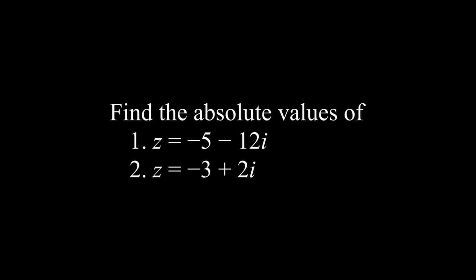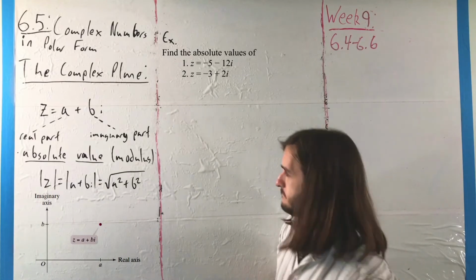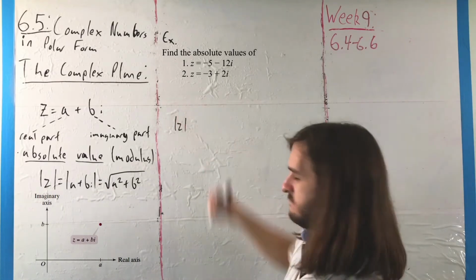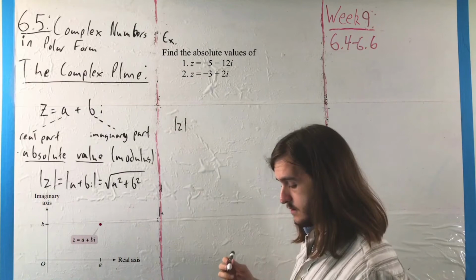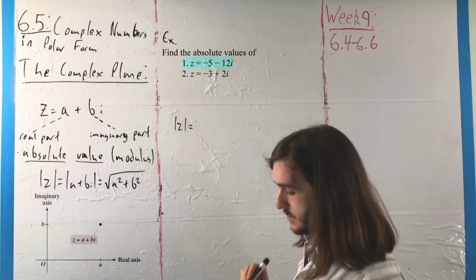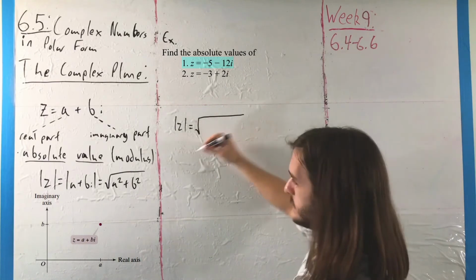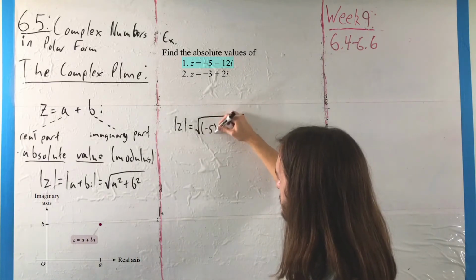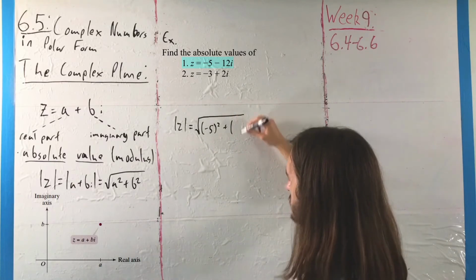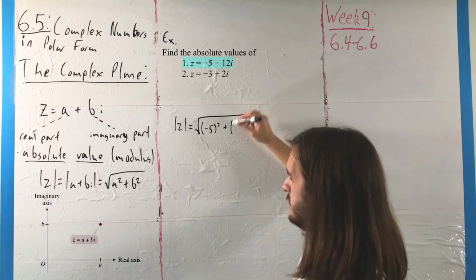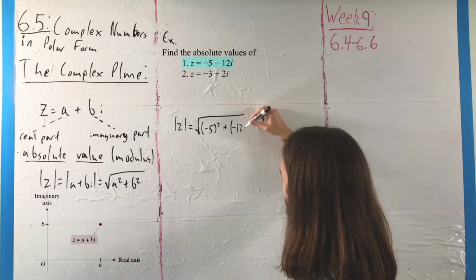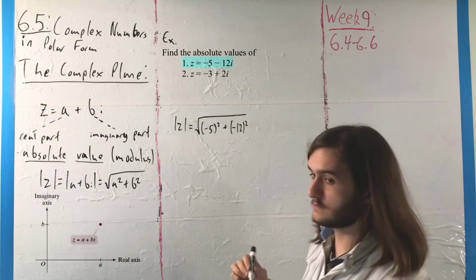For these, we want to find the absolute values, or moduli, of z equals negative 5 minus 12i and z equals negative 3 plus 2i. So, I'll do that. I'm just going to use the formula. In the first case, we're trying to talk about that negative 5 minus 12i. So, we're going to have the square root of a squared, negative 5 squared, plus b squared, negative 12 squared, all under the square root.